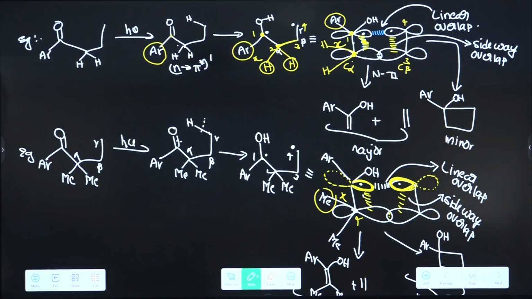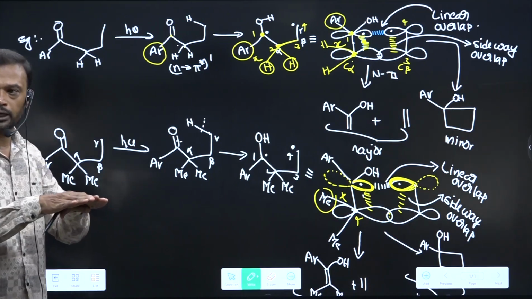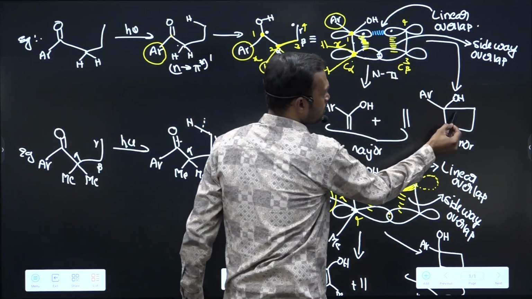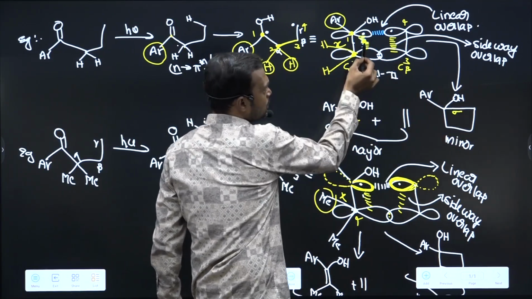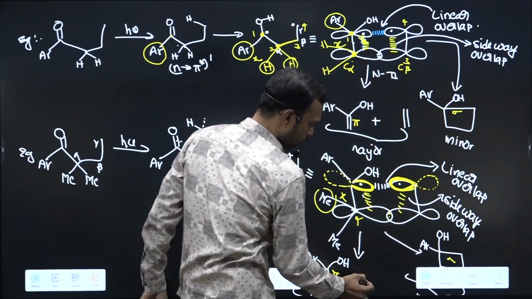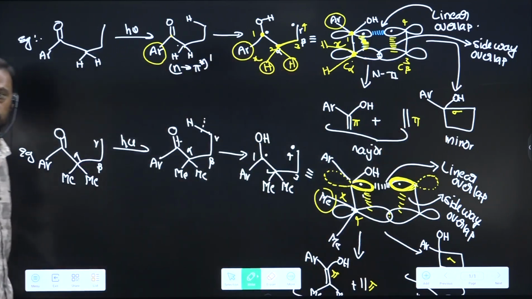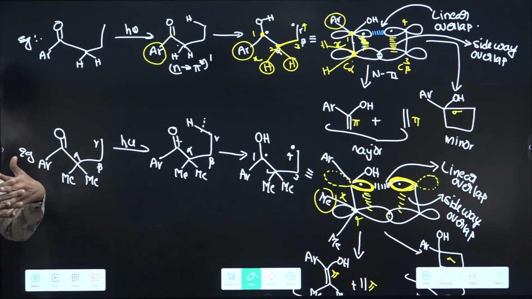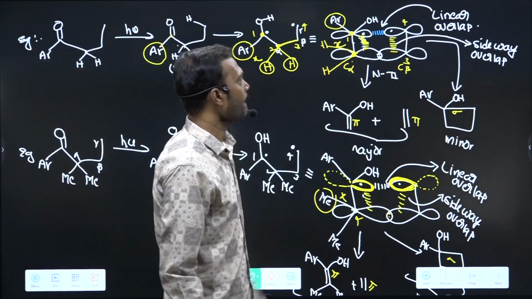You need to know which is linear overlap and which is sideways overlap. Sideways overlap, pi bond. Linear overlap, sigma bond. This is linear overlap, so you will get a sigma bond. Sideways overlap, you will get a pi bond. This is pi bond, this is sigma. Here also sigma, pi. Here also pi is there. Sideways overlap, pi. Linear overlap, sigma. Head-on overlap, head-to-head overlap, linear overlap, axial overlap is called sigma. Side-on overlap, perpendicular overlap is called sidewise.